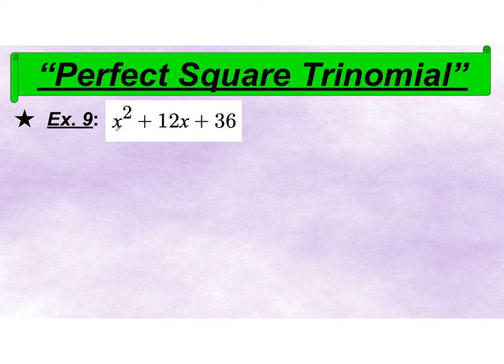So we noticed that this is a perfect square of x, this is a perfect square of 6, and it does happen that if I multiply this by 2 again, I get the 12. So that's the pattern. This middle b value has to be 2 times the square root of the first and the last term in order for it to be considered a perfect square trinomial.